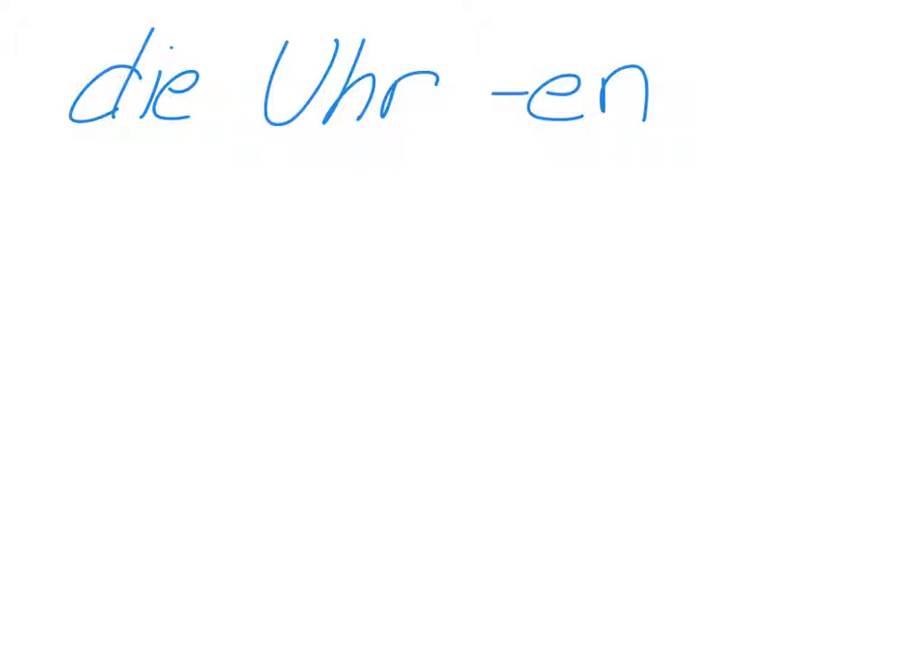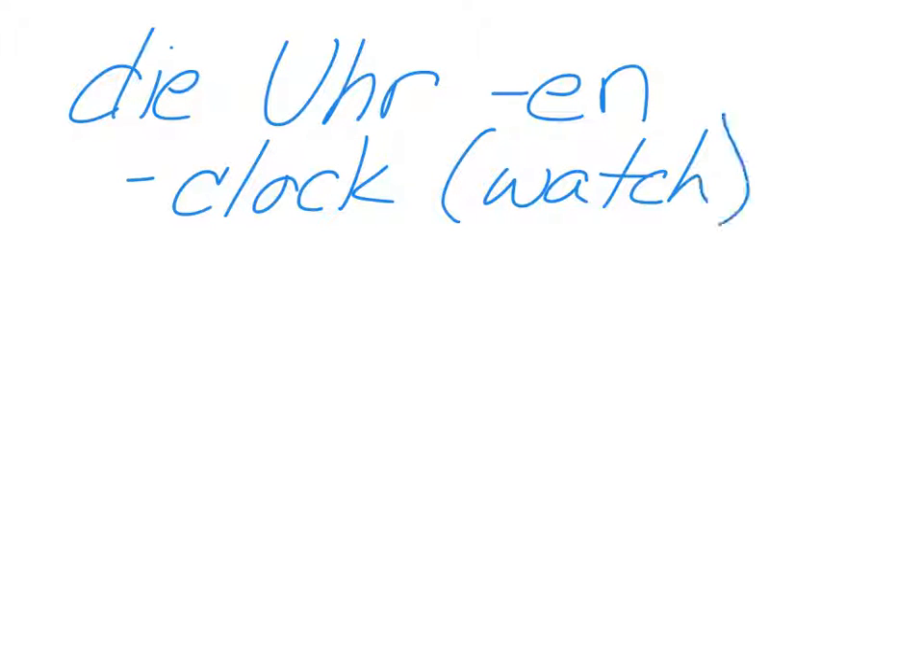Clock. It can also be used for watch. Watch is technically Armbanduhr, which makes sense. It's a clock on a band around your arm. Armbanduhr. But frequently they'll just shorten it to Uhr, because Armbanduhr is a long word to say for something.